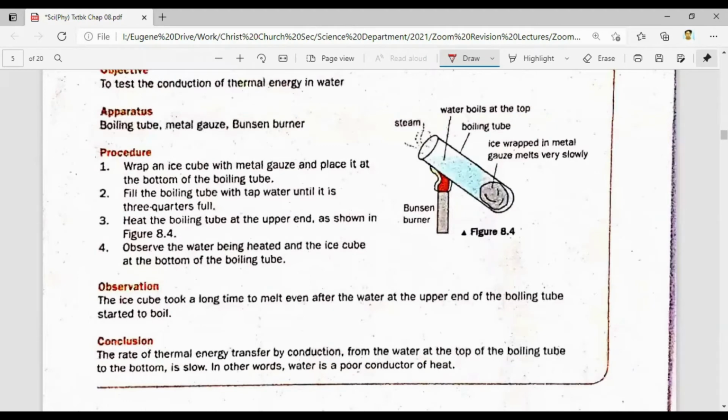Anyway, do read through this experiment. Okay, this one is actually quite an interesting one. It has come out before in primary school. Or secondary school, will it come out? Maybe, maybe not. But do take note, this experiment actually helps you to consolidate your learning regarding conduction and understand the idea between good conductors and poor conductors.